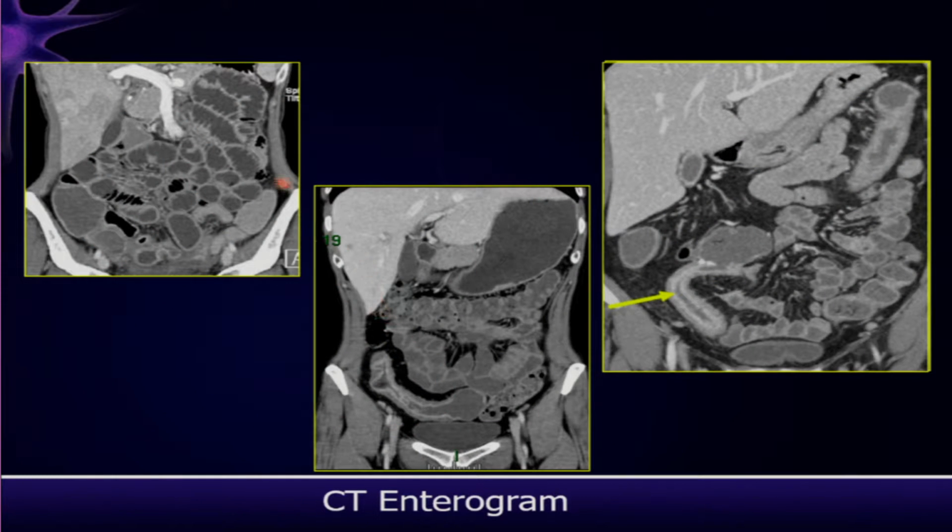This is the imaging for the small bowel, CT enterogram or CT enteroclysis. Here, in a normal person, you can see distended bowel loops. You can see within the lumen as well as around the lumen. Here, in a patient with inflammatory bowel disease, you can see a non-distended segment with wall thickening, and here enhancing mucosa that indicates active inflammatory bowel disease. This is a patient with Crohn's disease.